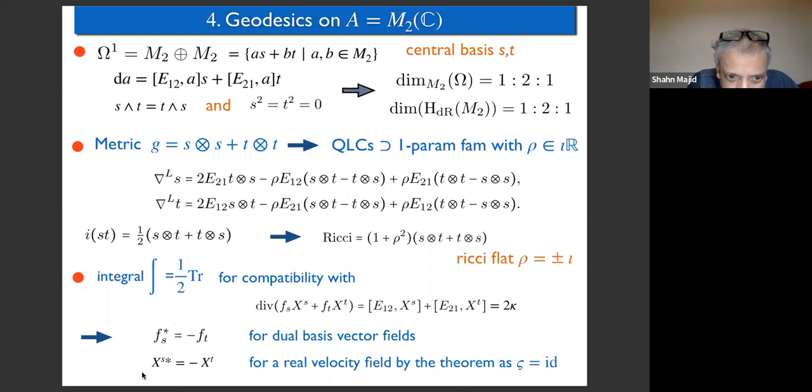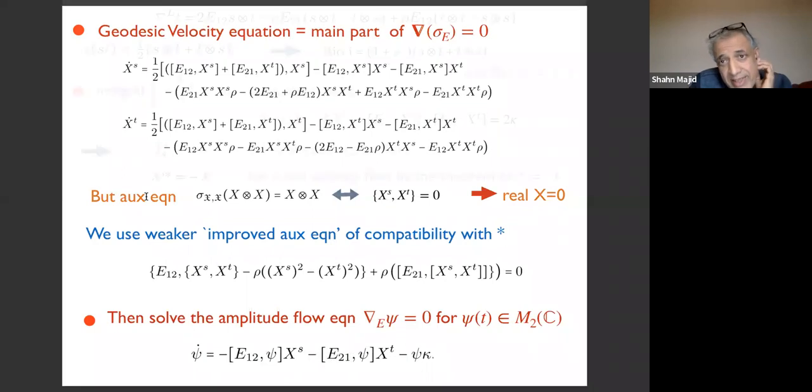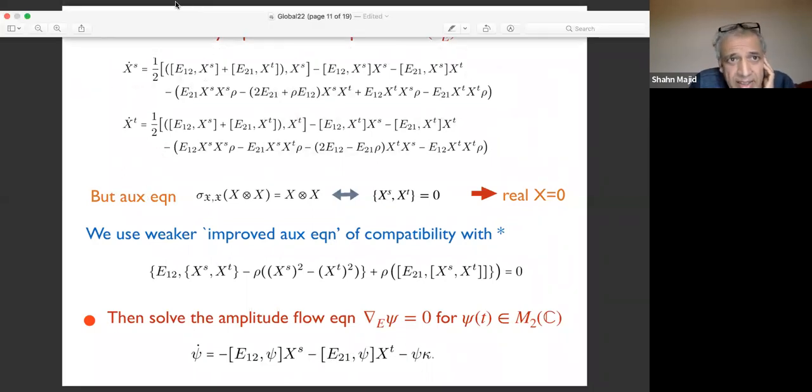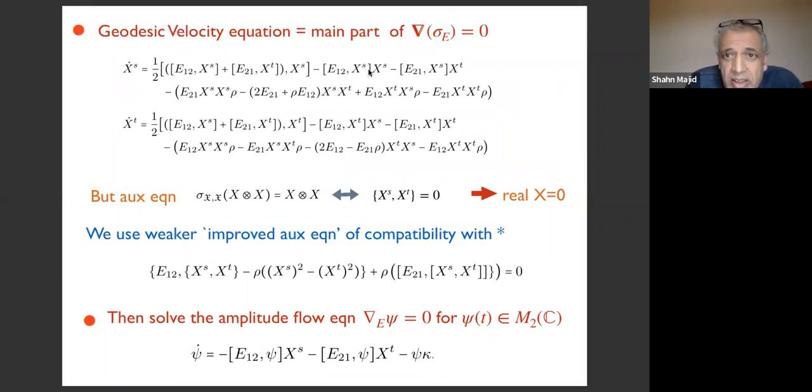So that's all we need to know from the general theory here. So now we know what condition equations we're solving, and we know what reality properties we want. So now we write down the geodesic velocity equation, and this is over here. So we write down this equation.